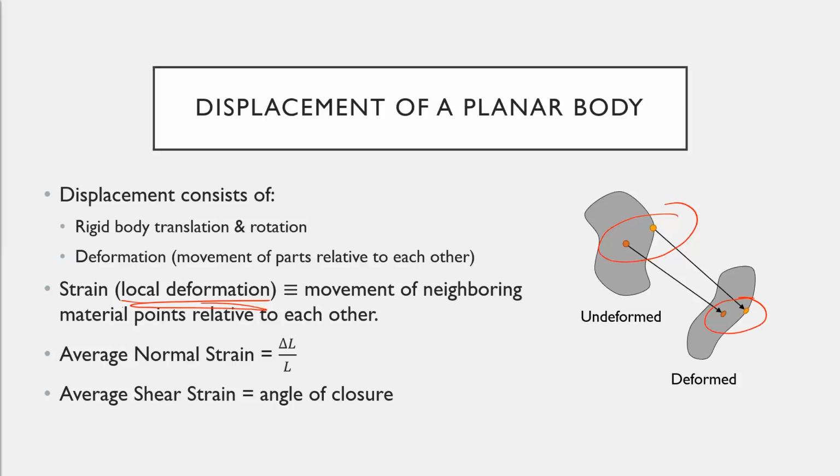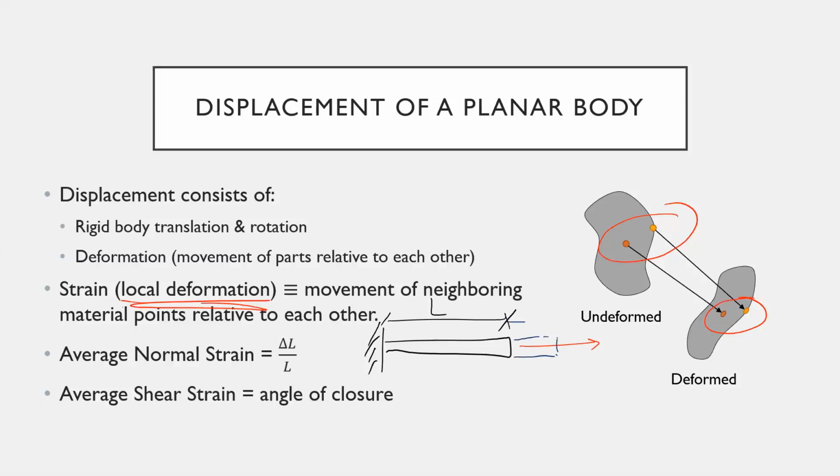So if we have some object that starts out this length L, and we apply a force like that, and the application of that force causes it to extend an amount delta L, then the average normal strain is that change in length divided by the initial length.